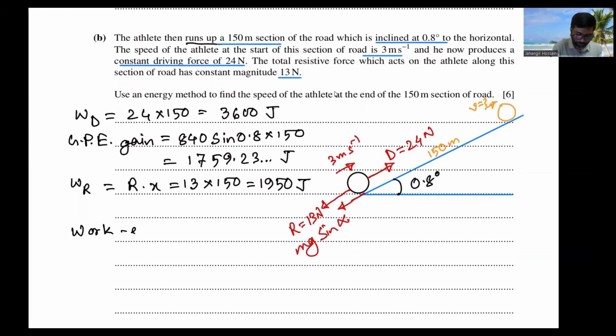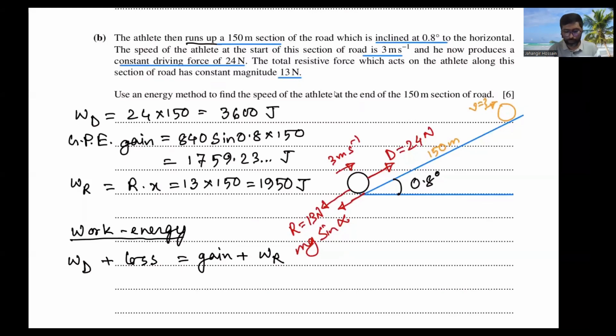Now, we know the work energy principle. Work energy principle is work done by the driving force plus loss equal to gain plus work against resistance. Now the problem is whether there will be gain in KE or not. We don't know. If there is gain in KE, then there will be no loss in any form of the energy. So let's say there will be gain in KE, then there will be no loss in any form of the energy.